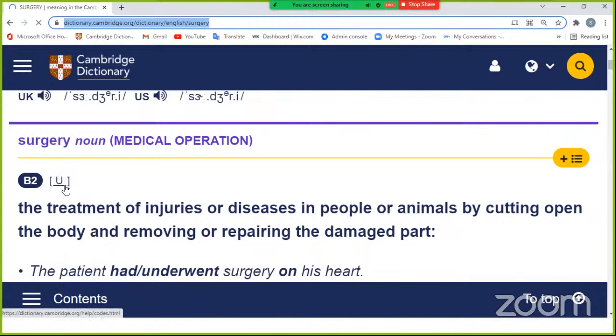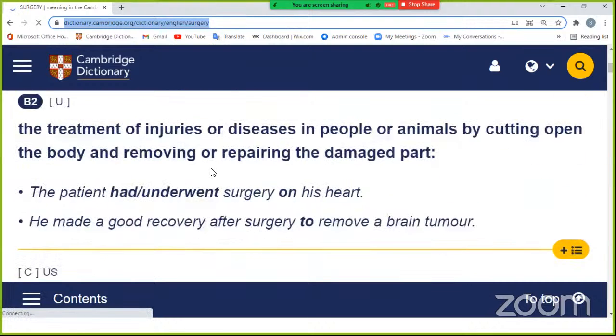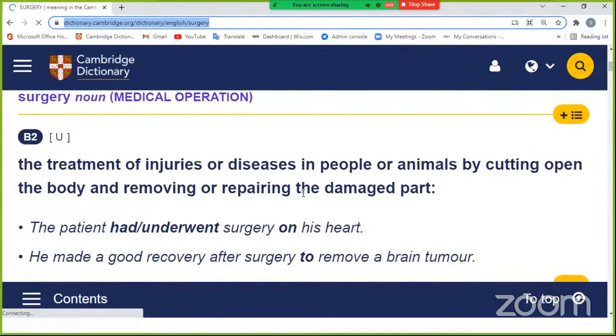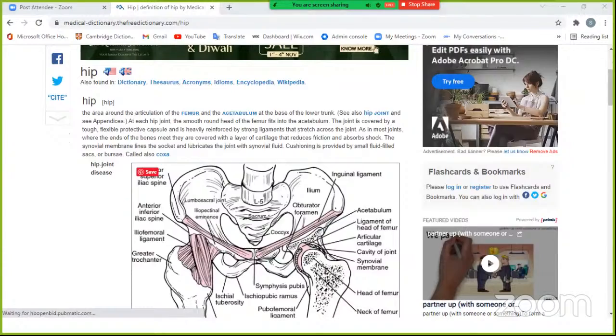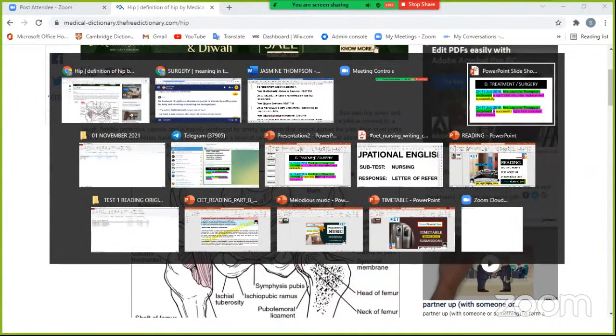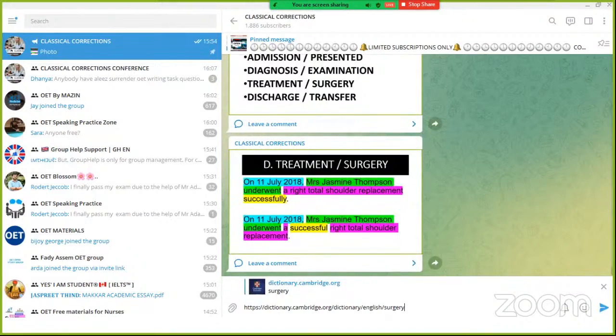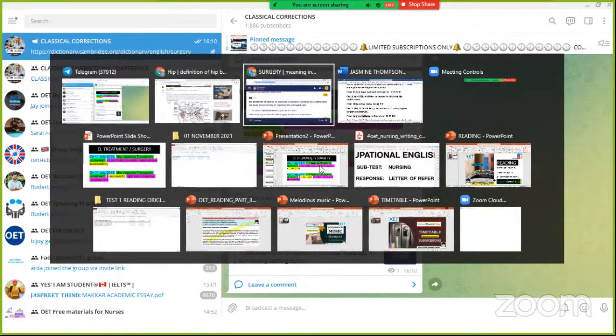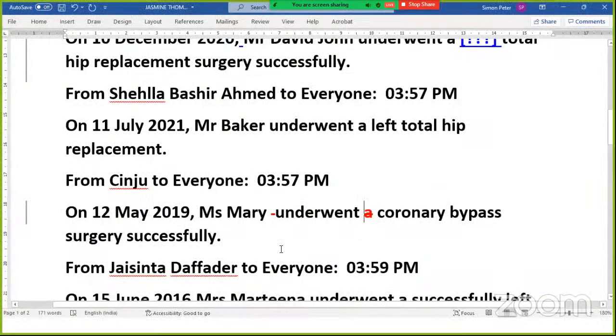Okay, sir. Uncountable. That means you cannot say 1, 2, 3. So A means 1. So you should not write. See here, the patient underwent surgery. That's all. Not a surgery. So that is how it is. So don't use A with surgery. Don't use A with surgery. Okay, sir, that's very clear. Okay, fine. Next one. A is not supposed to be used.